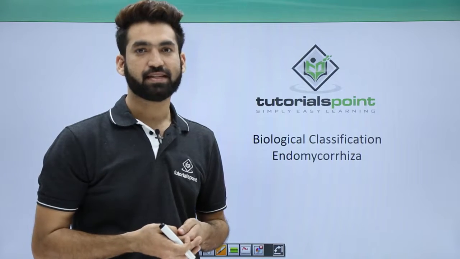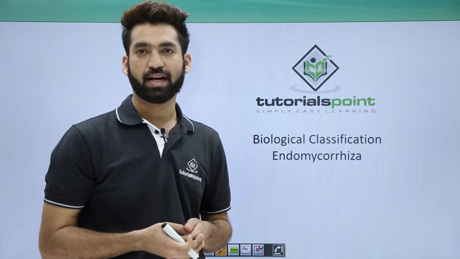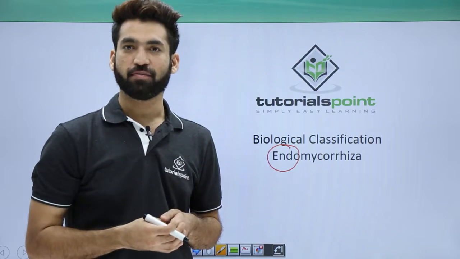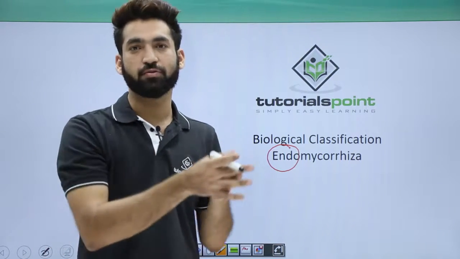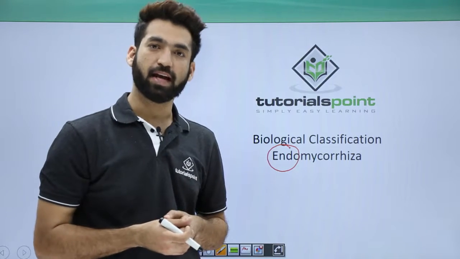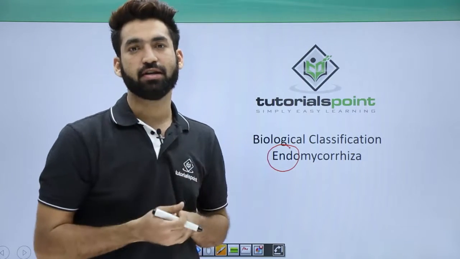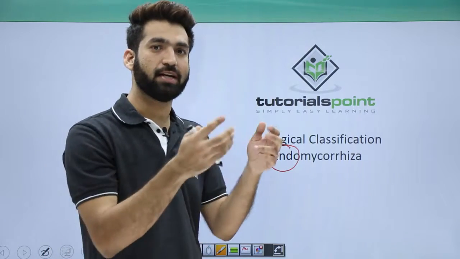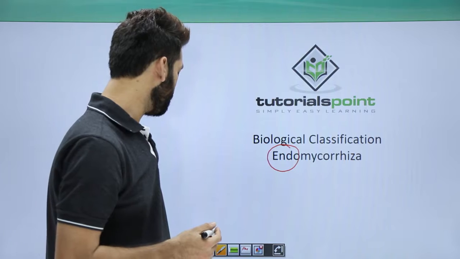In this session, we'll be discussing the second type of mycorrhiza, which is endomycorrhiza. When we talk about endomycorrhiza, the fungus will be going to the cortical regions of the plant cell. Now, what is happening in ectomycorrhiza is the fungus is not entering the plant root. But here the fungus will enter into the plant root. How? That I'll show you.